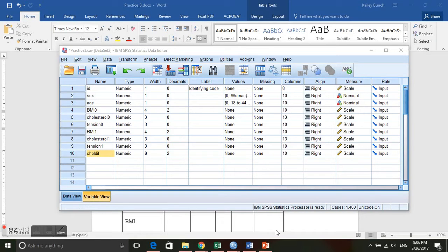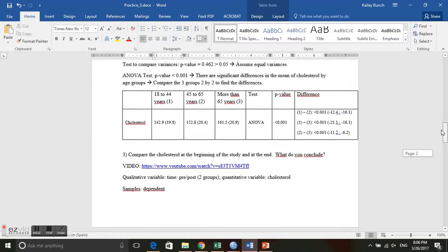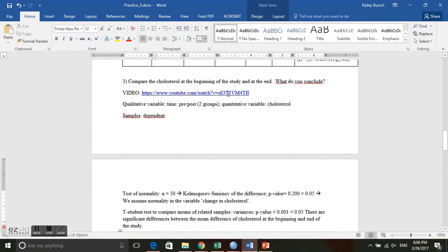Okay, so we are on question 3 of this exercise. In this question, we need to compare the cholesterol at the beginning of the study and at the end of the study. What do you conclude? So we have two variables. The first one is qualitative: the time in two categories, pre-study and post-study. And then we have the quantitative variable of cholesterol.